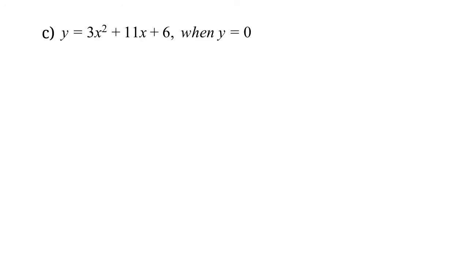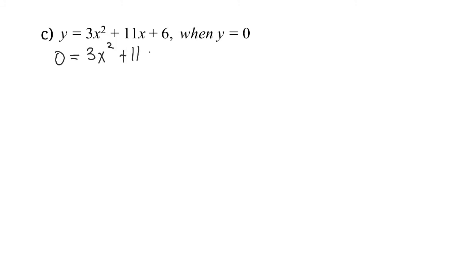So our final example is y equals 3x squared plus 11x plus 6 when y is equal to 0. So that just tells you that wherever you see the letter y in the equation, you are going to replace it with a 0. So I'm just going to go ahead and insert that in its place. Okay, and then you're now ready to factor.